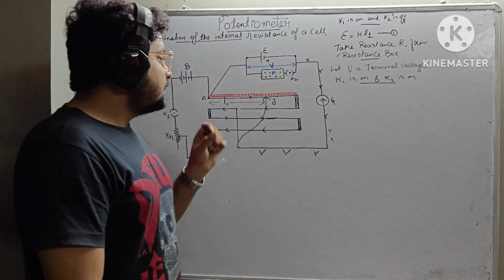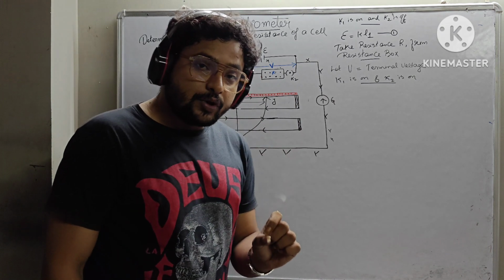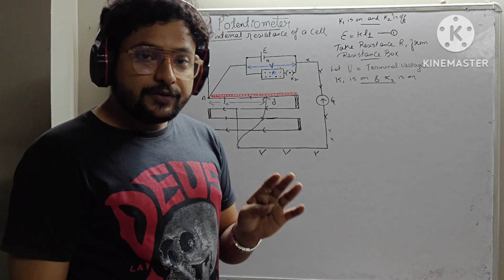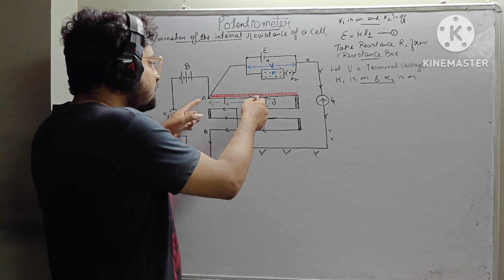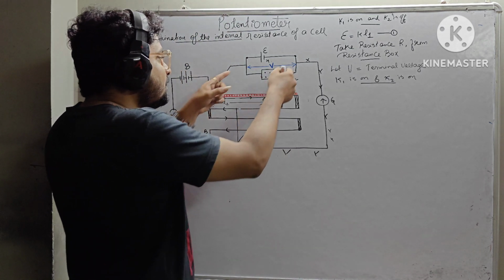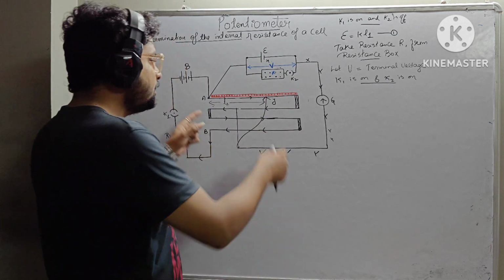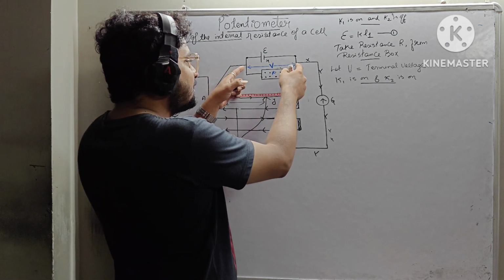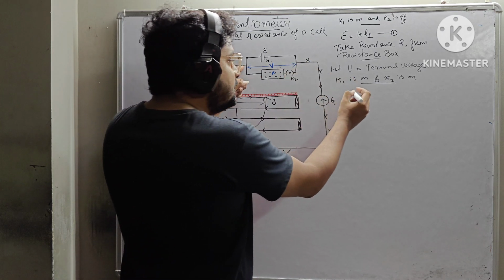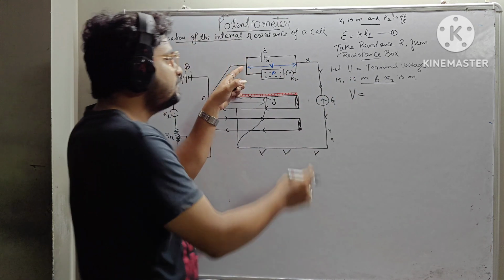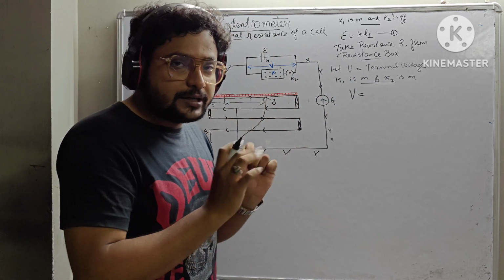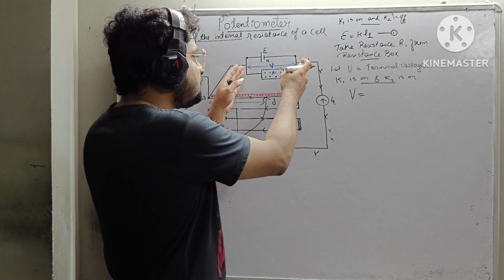Fine. If you are getting the null point by the concept of the potentiometer, then the potential difference between these two points must be the potential difference across the secondary circuit. Now we know that the potential difference across the secondary circuit is V. Already I discussed this one. How much is the potential difference? V.